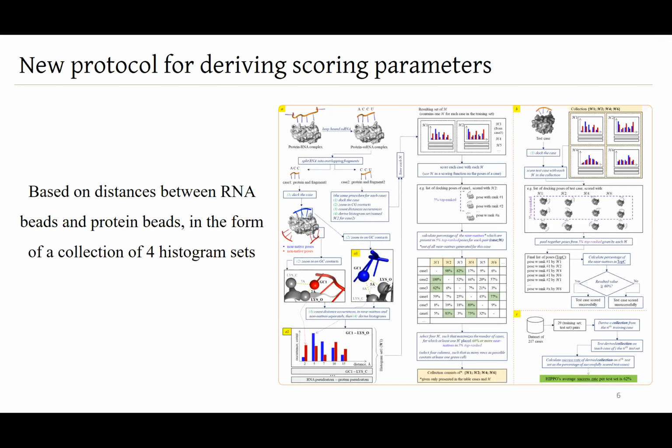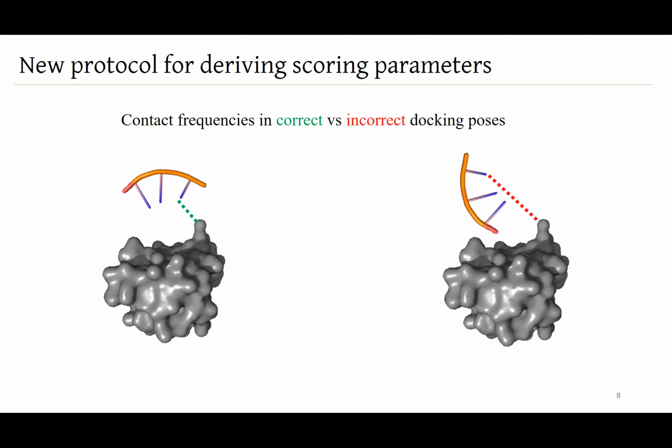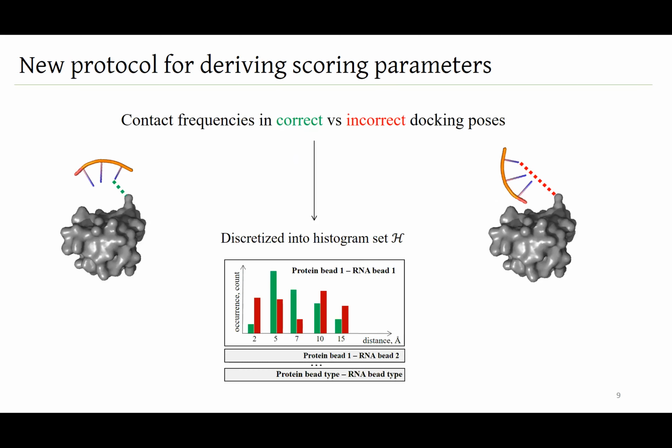In this study, we developed a new protocol for deriving scoring parameters for molecular docking poses. The parameters are based on the distances between RNA beads and protein beads. They are created in the form of a collection of four histogram sets. We applied our protocol to create HIPPO, a scoring function specifically for ssRNA protein fragment-based docking. HIPPO's parameters are derived analytically from contact frequencies in correct versus incorrect docking poses. These contact frequencies are discretized by a particular set of distance cutoffs into histogram sets.